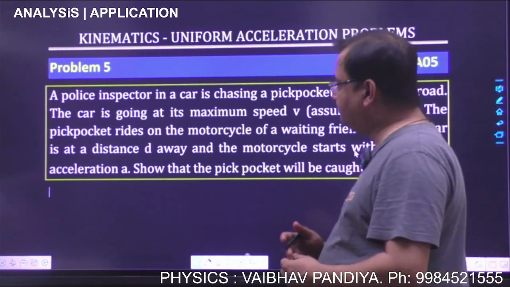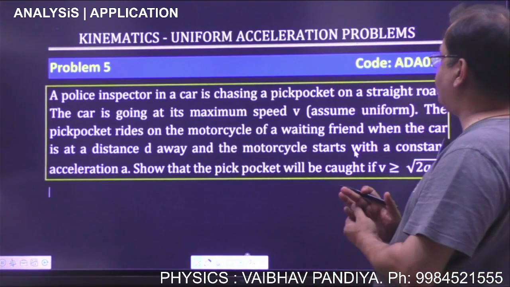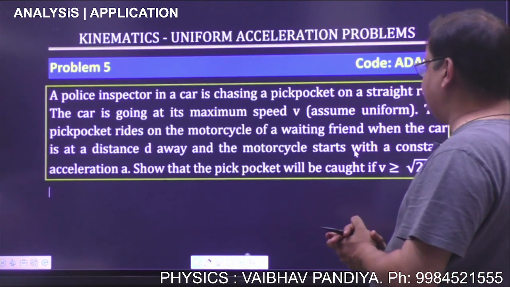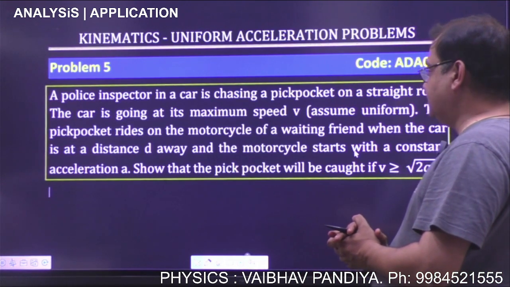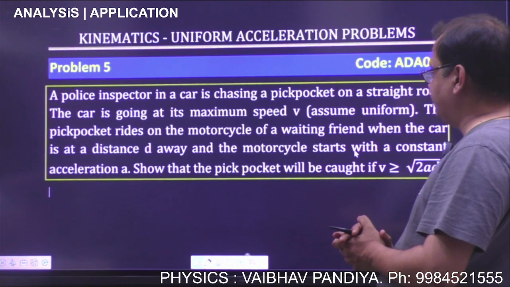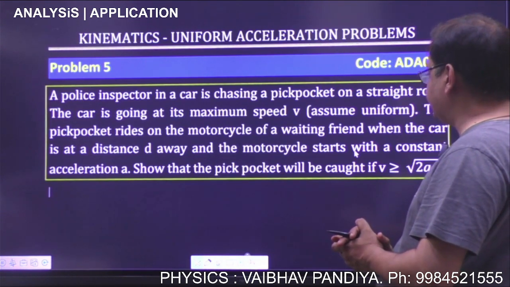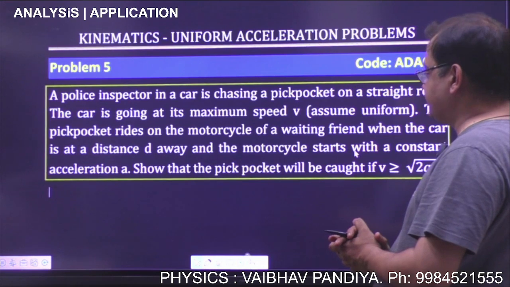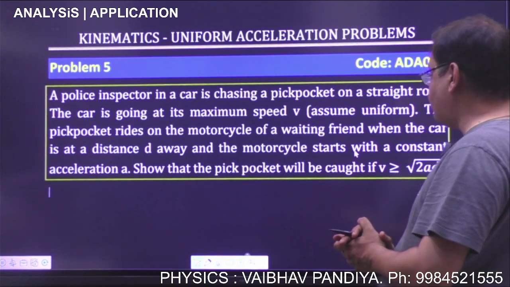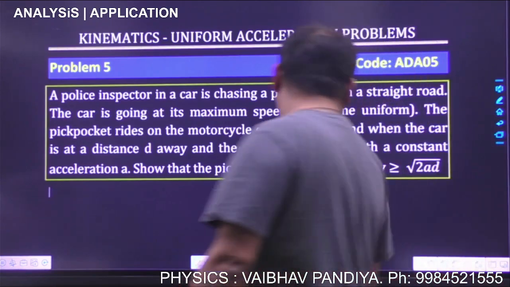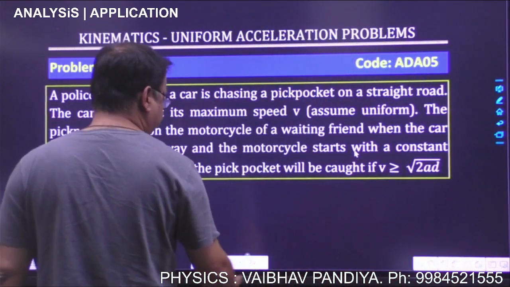Problem number 5. A police inspector in a car is chasing a pickpocket on a straight road. The car is going at its maximum speed V, assume uniform. The pickpocket rides on the motorcycle of a waiting friend when the car is at a distance d away and the motorcycle starts with a constant acceleration a, so that the pickpocket will be caught if V is greater than or equal to root of 280.